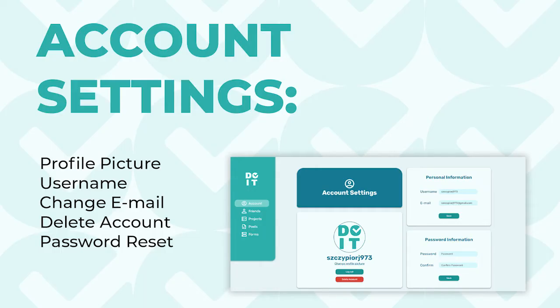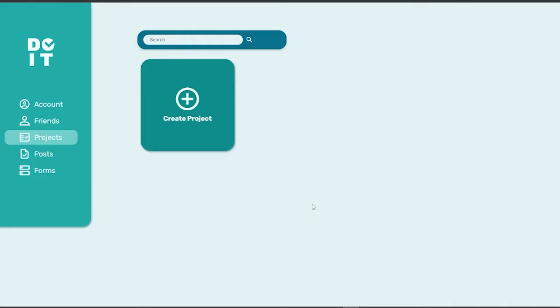On the home screen of our app, we can see that we have a sidebar. On the sidebar, we have multiple options, such as account, friends, projects. We will go through each of the options. The sidebar appears throughout the whole app. The first option is account.